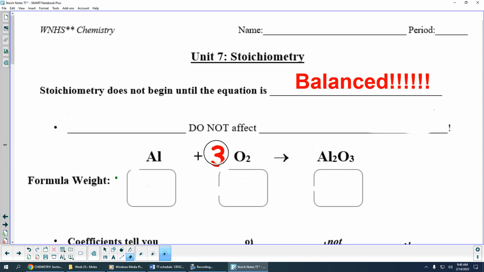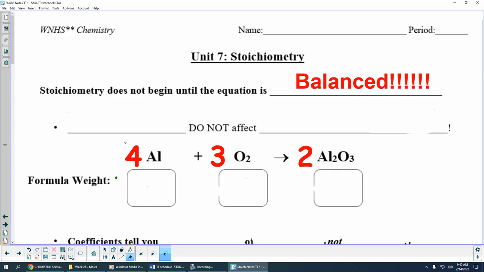I can make 6 oxygens on that side and 6 oxygens on the other side, and then my oxygens are even, right? What am I going to do to make my aluminums even? How many aluminums am I ending up with now? 2 times 4, so what do I want to put on the other side? I want to put a 4. Very good. Okay. So, the number one thing: stoichiometry doesn't begin until the equation is balanced.